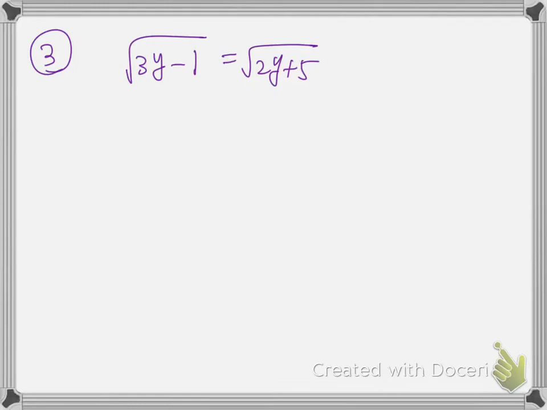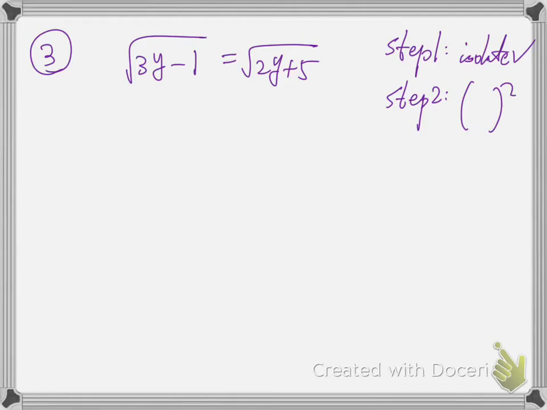So now step 1, isolate. It's trivial, so now step 2. Square both sides, right? Square both sides. So let's change the color. Square both sides.